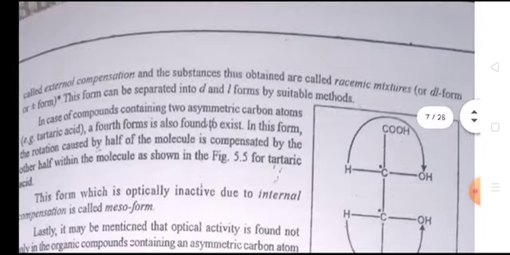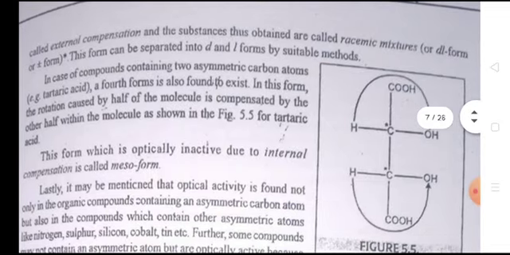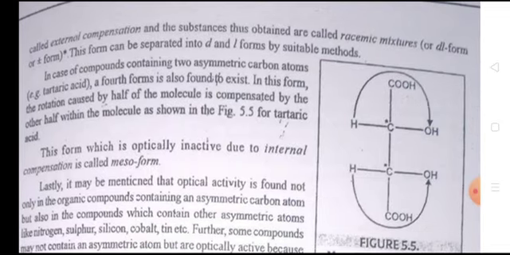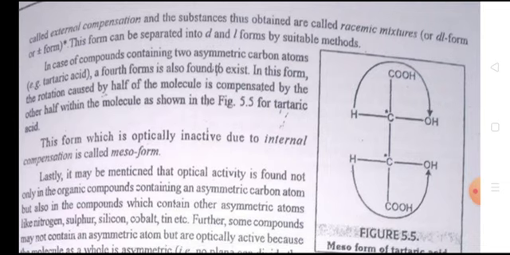Further, if equimolar quantities of the two forms are mixed together, a third form is obtained, which is optically inactive. This is obviously due to the fact that the rotation caused by one form to the right is neutralized by the equal rotation caused by the second form to the left. This process is called external compensation, and the substances thus obtained are called racemic mixtures. This form can be separated into D and L forms by suitable methods.